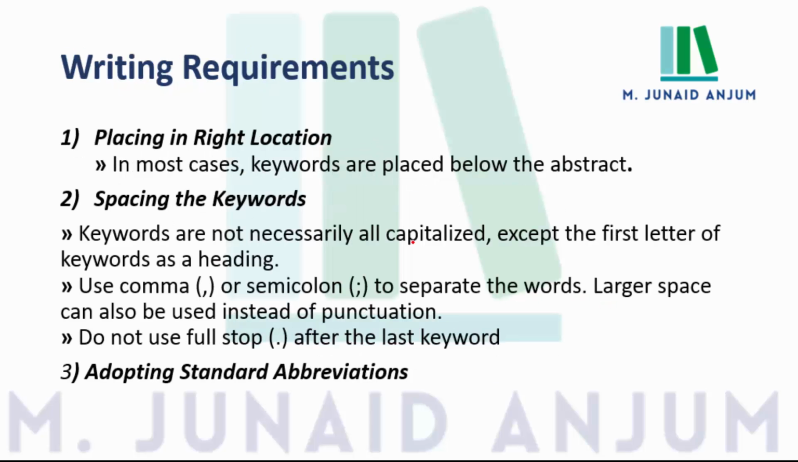The other thing is writing requirement. The placing in right location. For example, in most cases, keywords are placed below the abstract. Spacing the keywords. Keywords are not necessarily all capitalized except the first letter of the keywords as a heading. Use comma or semicolon depending upon the requirement of the journal to separate two keywords. Large spaces can also be used instead of punctuation. However, it will depend upon the journal requirements.